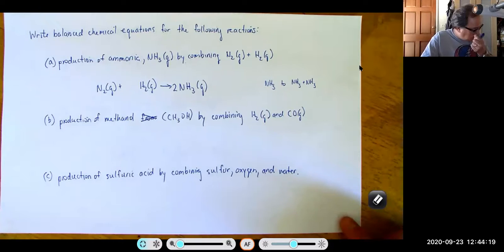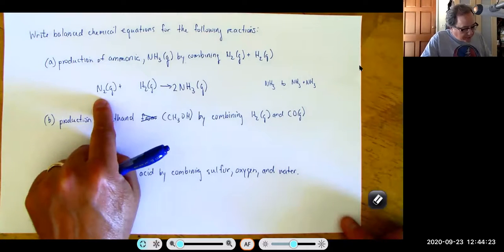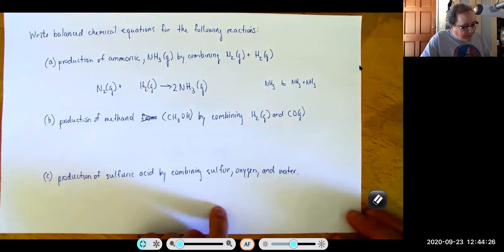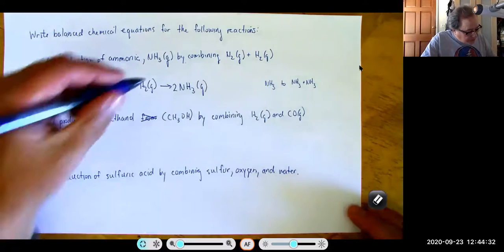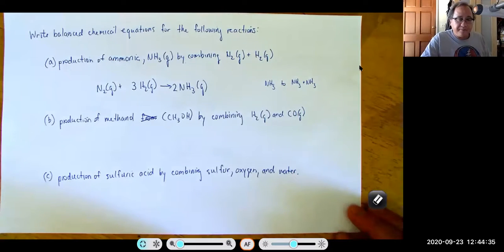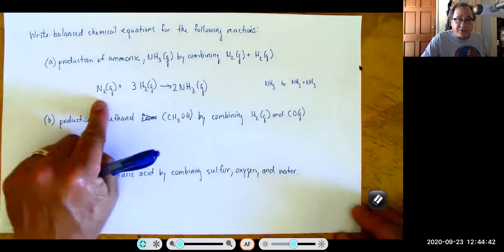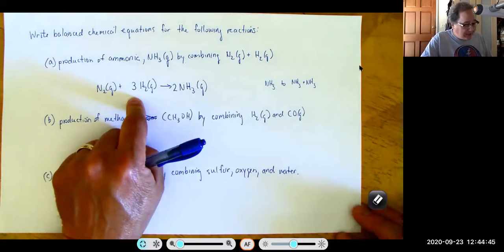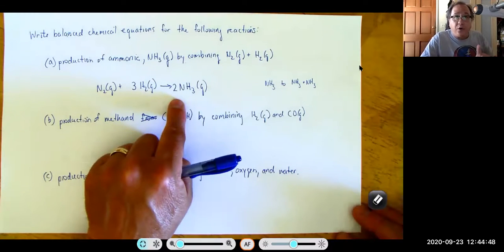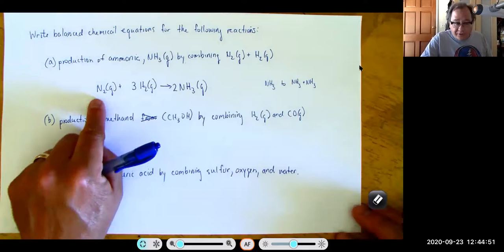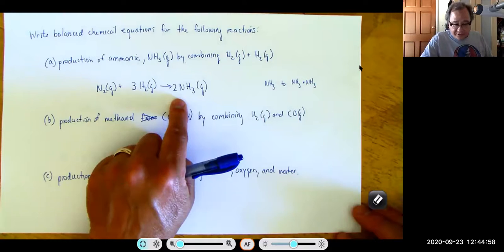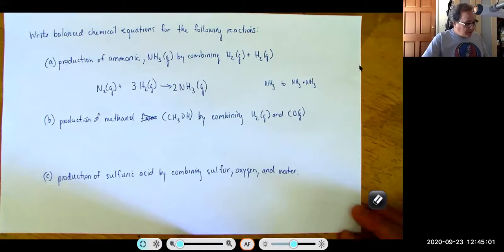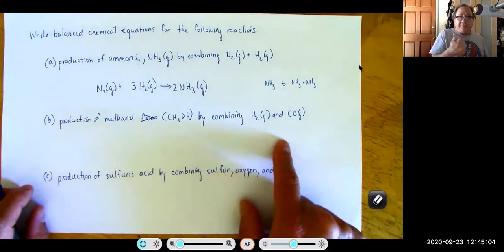Okay, so here's the right recipe. If we start with 2 nitrogens, we need to end up with 2 nitrogens. But we're ending up with 6 hydrogens, and we only start with 2. How do we start with 6? We put a 3 in front. And so now this is a balanced reaction. And this balanced reaction says 1 molecule of N2 reacts with 3 molecules of H2 to give you 2 molecules of ammonia, or 1 mole of N2 reacts with 3 mole of H2 to give us 2 mole of NH3. Okay, so you give this one a try and give me a thumbs up when you're done.